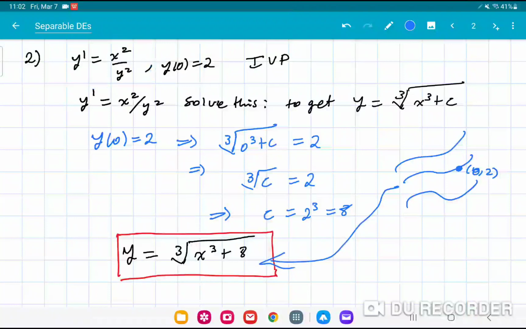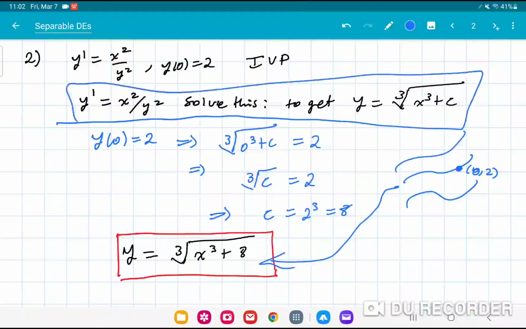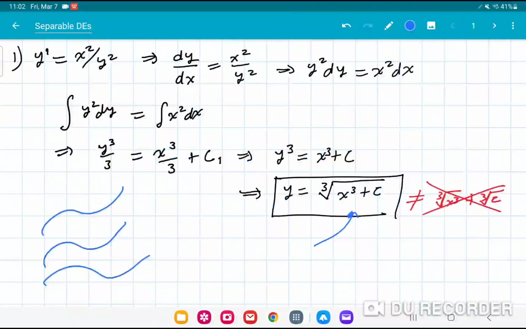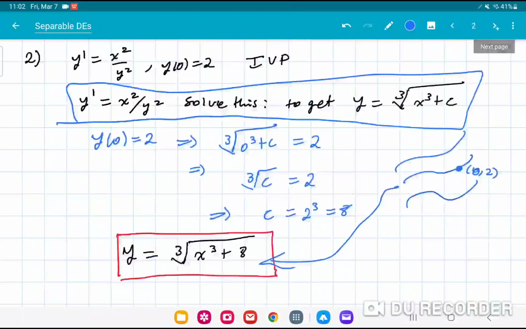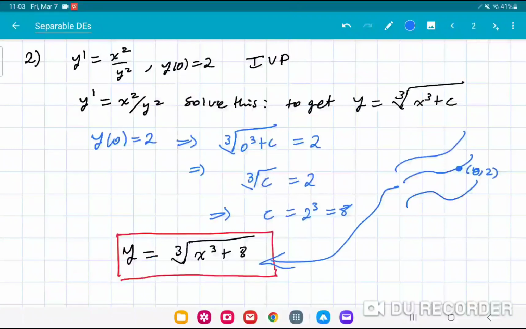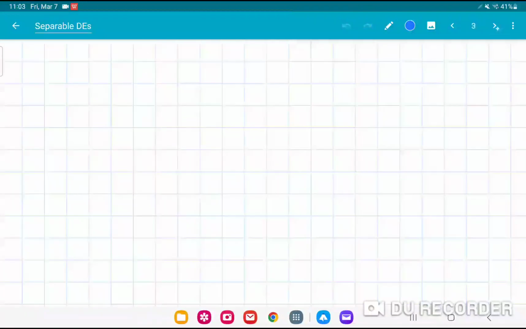So when you're solving an initial value problem, solve it as if you're solving just the differential equation like this one here, then use the initial value condition to find the specific c value. c equals 8 is not really the answer. That's a step towards the answer. The answer is this function. It's a function.